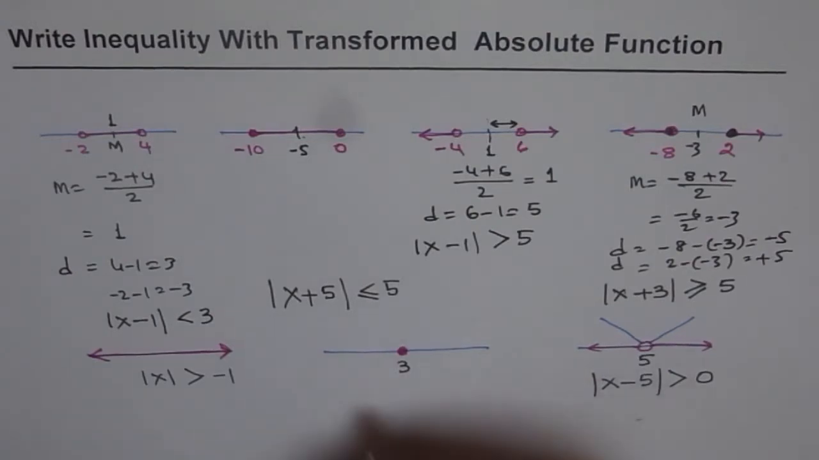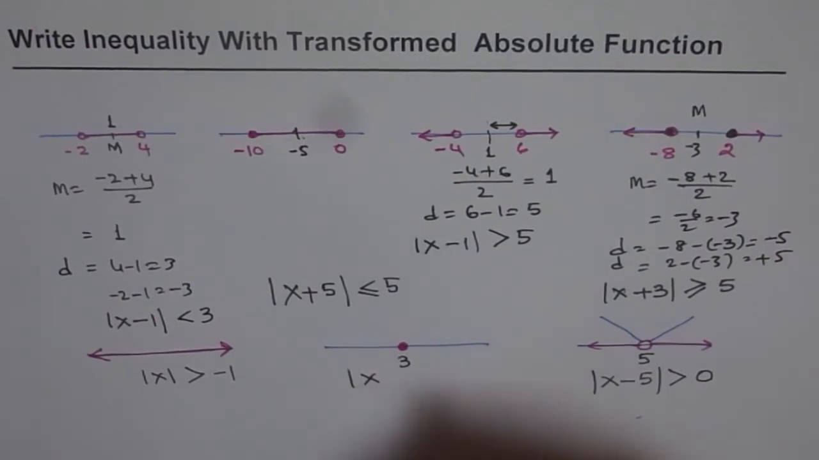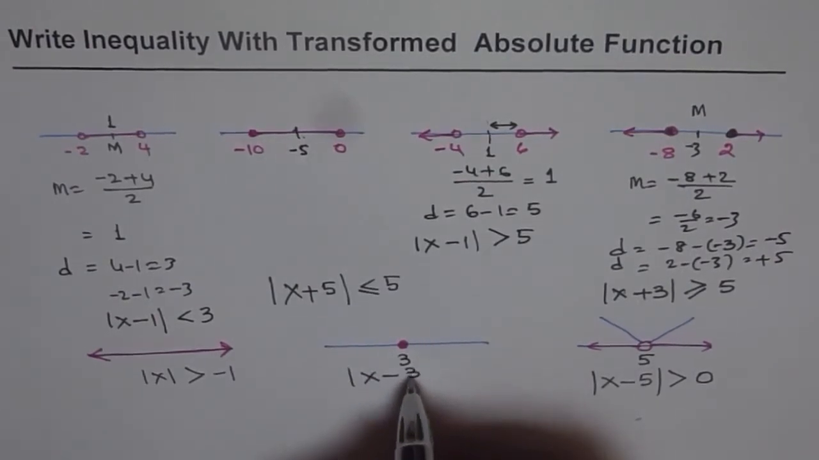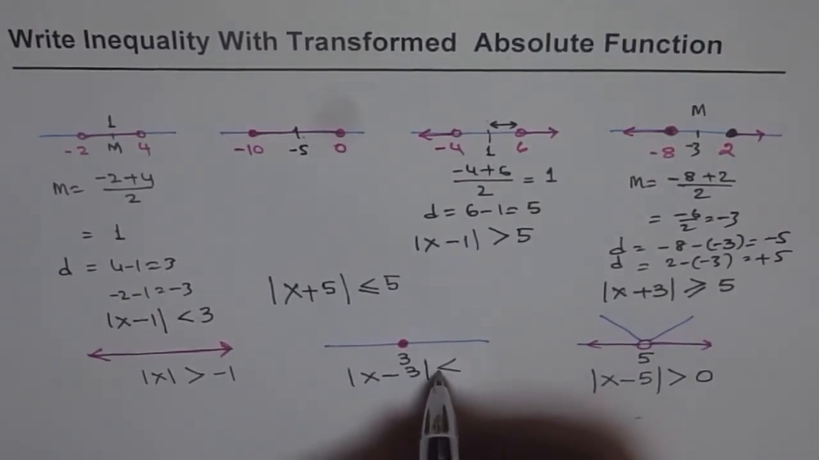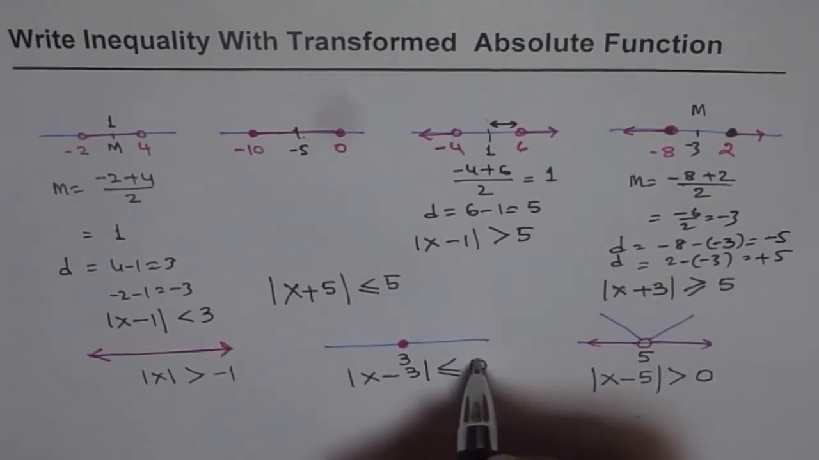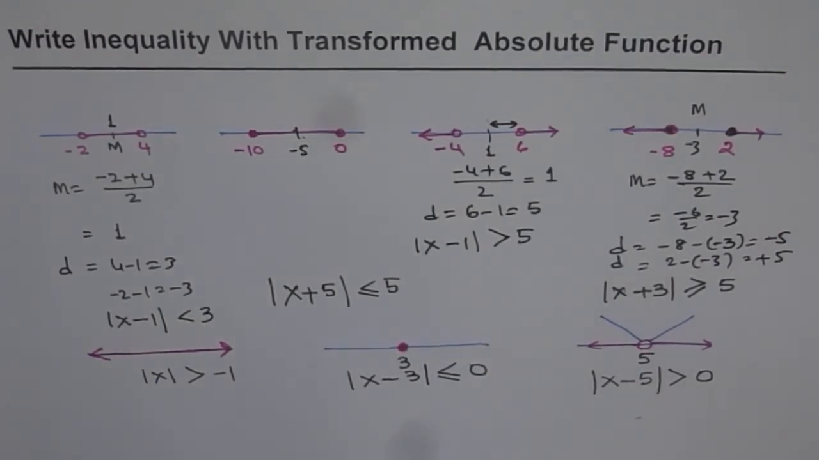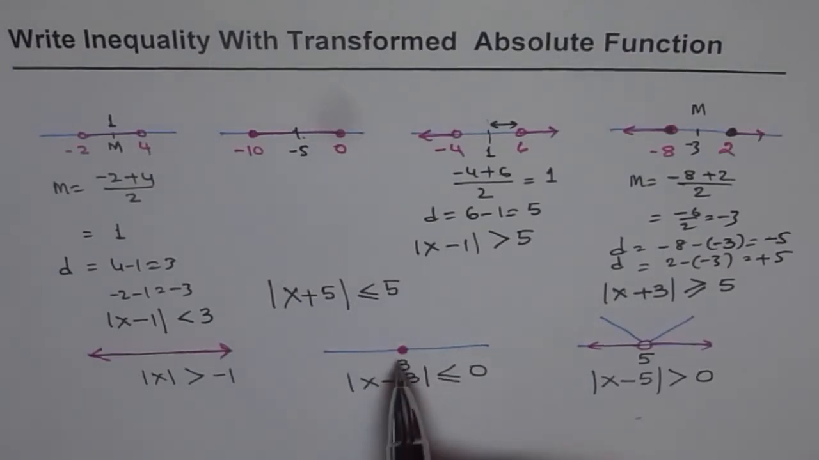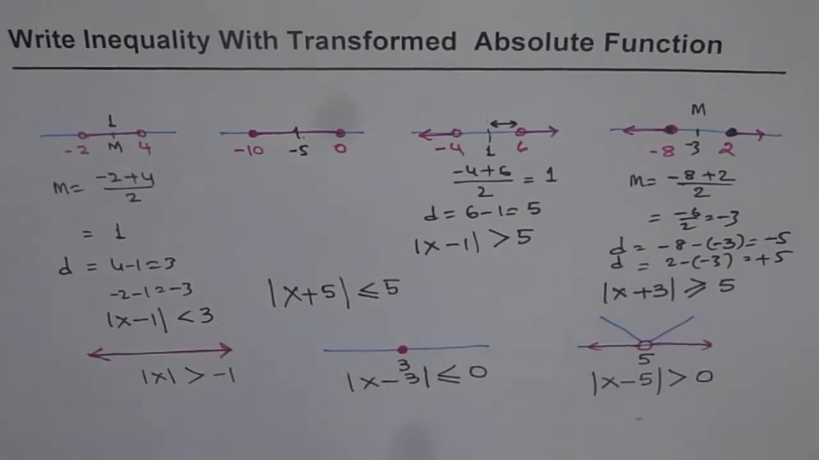And for this, how about inequality absolute x minus 3 less than equal to 0? Less than equal to 0. See, absolute function cannot be less than 0, but it can be equal to 0. If I have to write this as an inequality, then that is the inequality, less than equal to 0. Now at 3, this function is equal to 0.